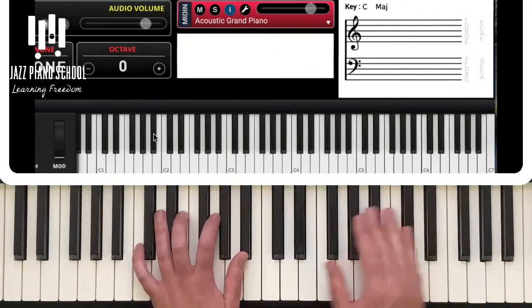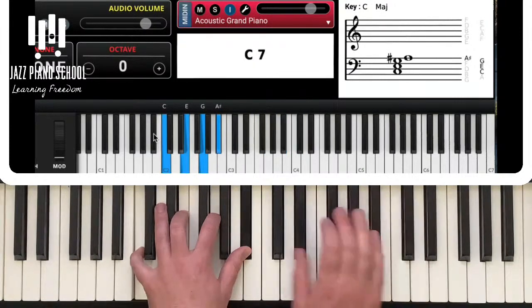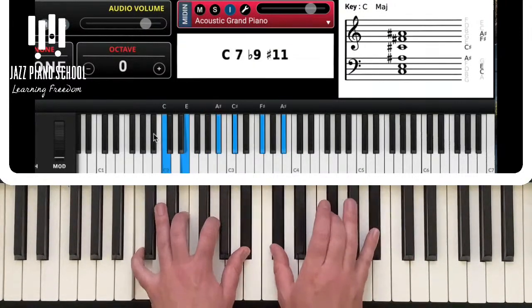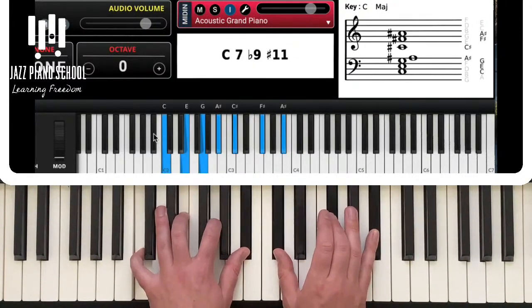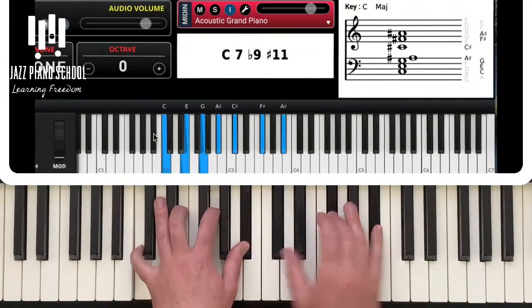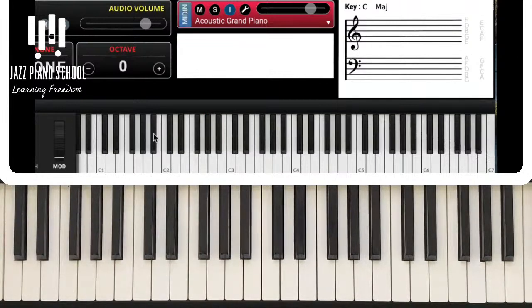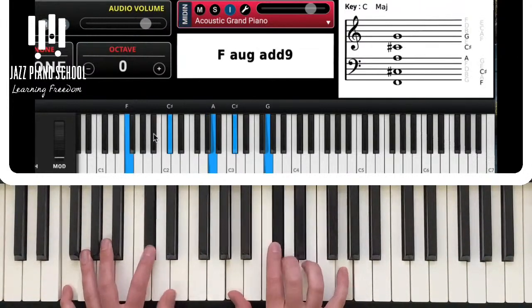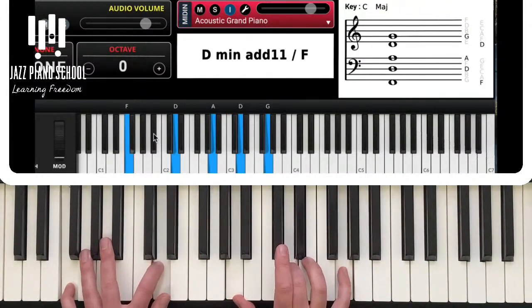Now I can also change the inversion, meaning if I flip this chord and I put the 5 on the bottom here, this is second inversion, I get this type of sound as well. And then I can resolve it, right?